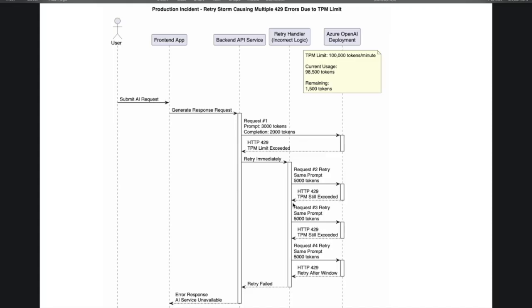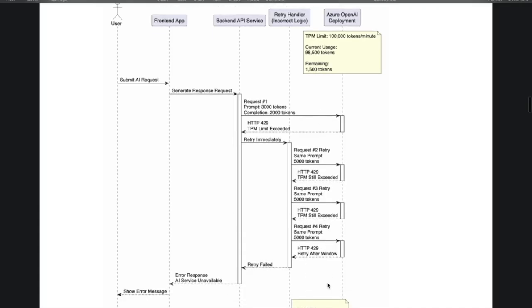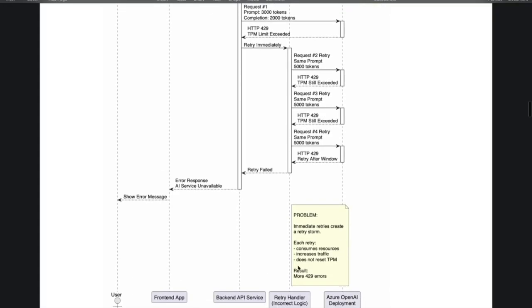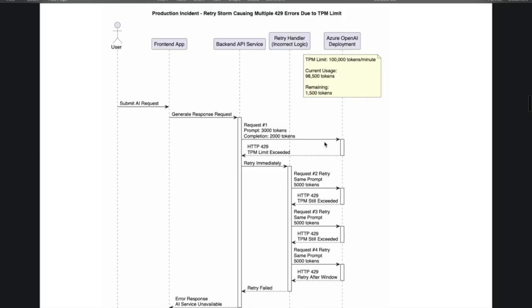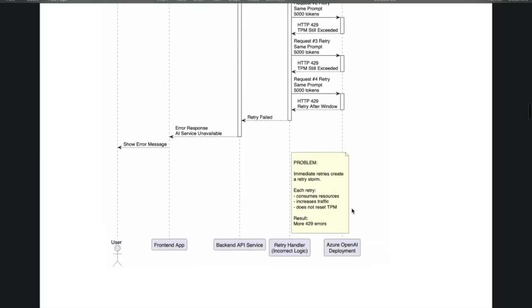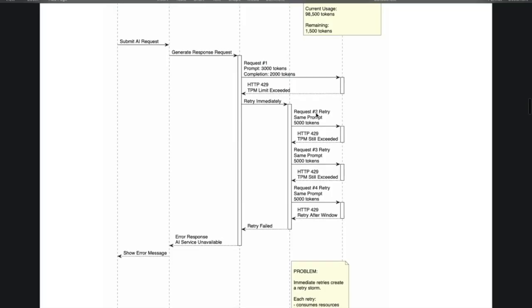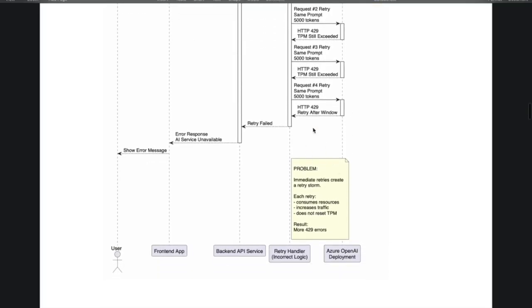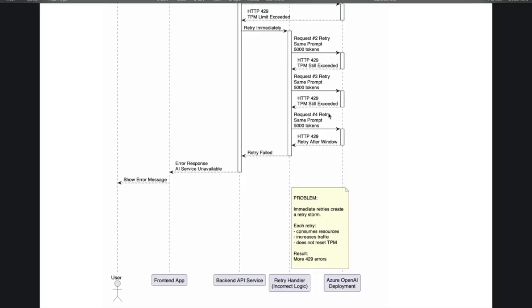So TPM is still exceeded in that minute, so they keep on retrying again and again, right? And let's say they had 3 or 5 retry attempts, and then you'll get the final response. So the problem here is that you are doing immediate retries. When you open the metrics of OpenAI, you can see alerts, thousands of rate limits that happened, but in actual there was only one request. You have bottlenecked and throttled this API so that even other users cannot use that available limit.